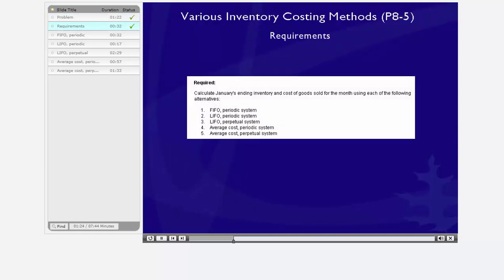Okay, so what we're asked to do is calculate January's ending inventory and cost of goods sold for the month using each of the following alternatives. 1. FIFO using a periodic system. 2. LIFO using a periodic system. 3. LIFO using a perpetual system. 4. Average cost using a periodic system. And 5. Average cost using a perpetual system.